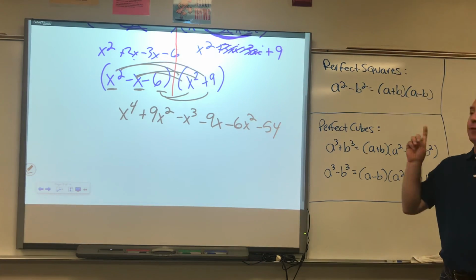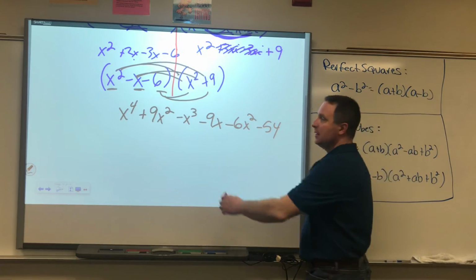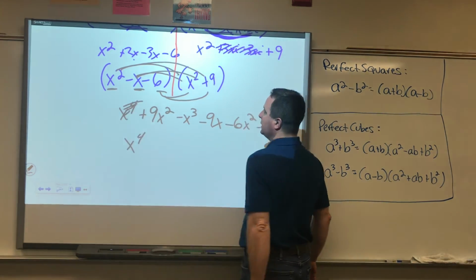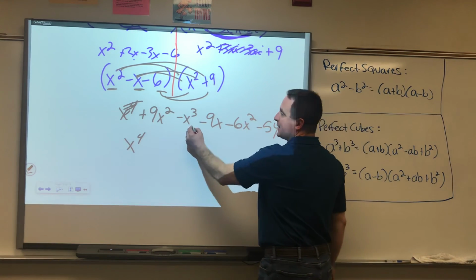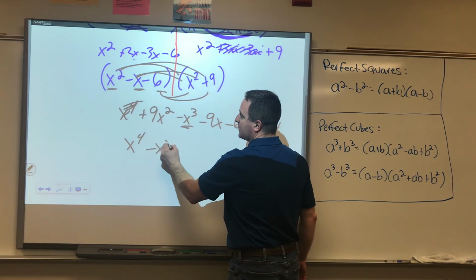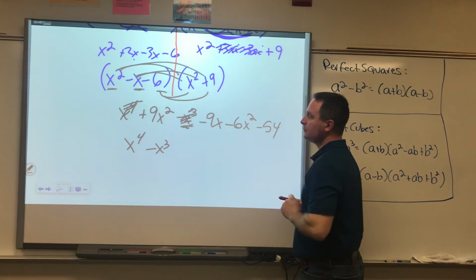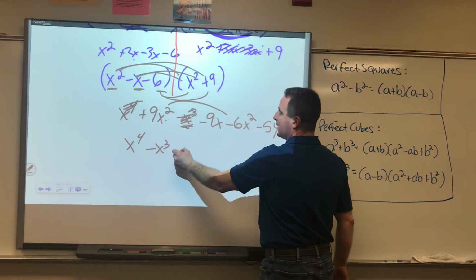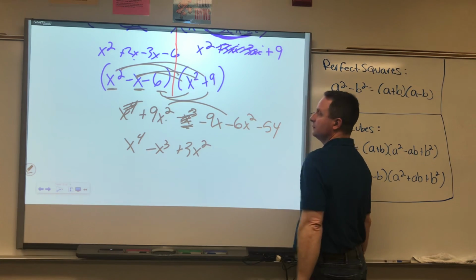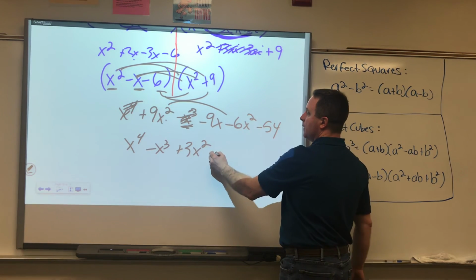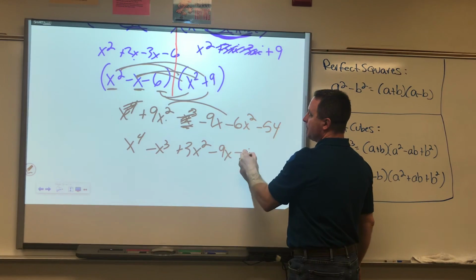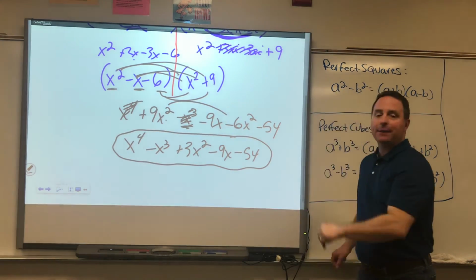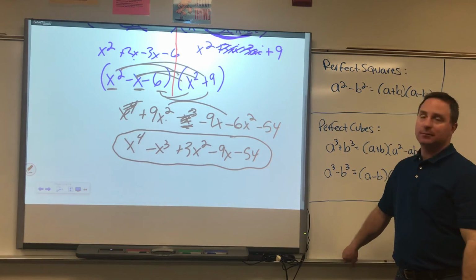And again, for standard form, I want the biggest one first. Well, the biggest power I see is x to the 4th. That's done. The next one I see is a negative x cubed. It's the only x cubed. I see a couple x squareds. 9 minus 6 is plus 3x squared. Minus 9x right there, and then minus 54. And I get a 4th degree polynomial.